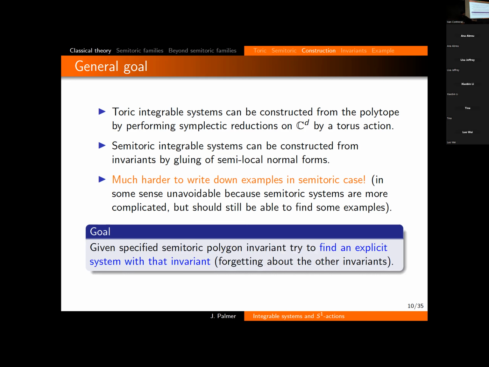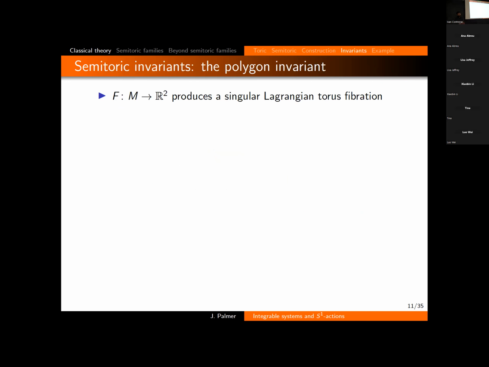If I give you a polygon that I know is associated to a system because it satisfies everything it's supposed to satisfy, can I actually write down a system that has that as its invariant? Okay, so in order to do this, I need to talk at medium plus speed, I guess. I want to explain the invariants briefly.